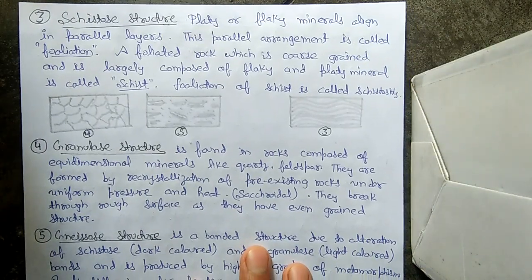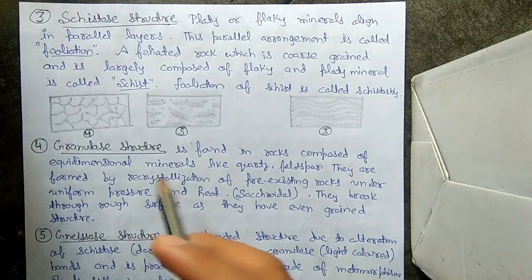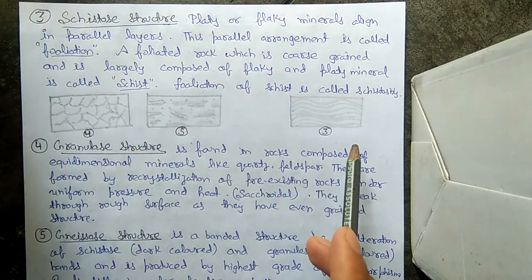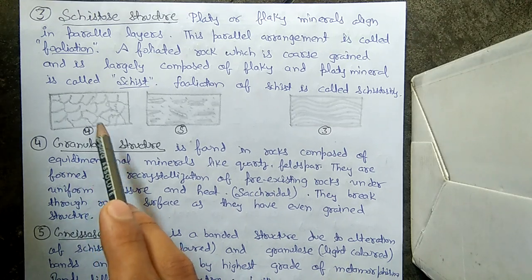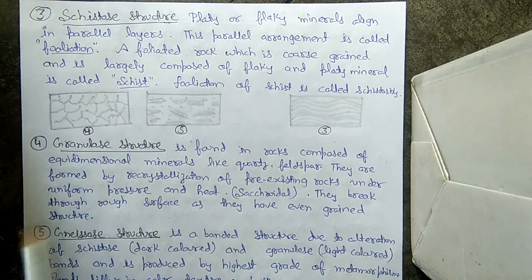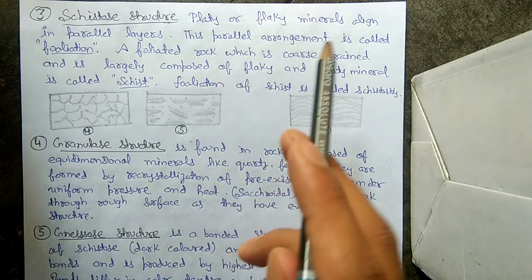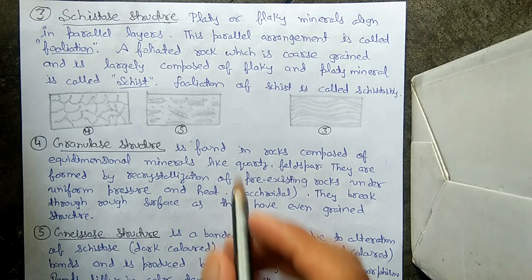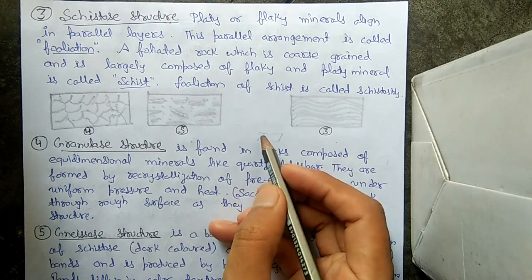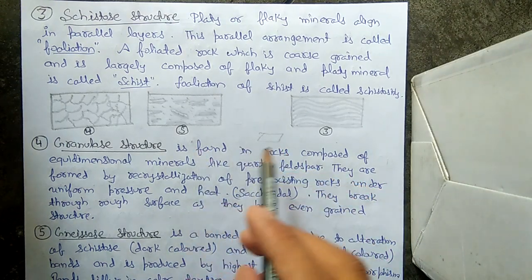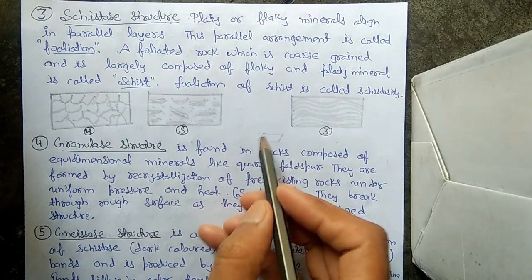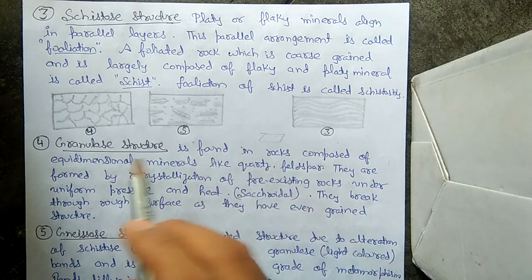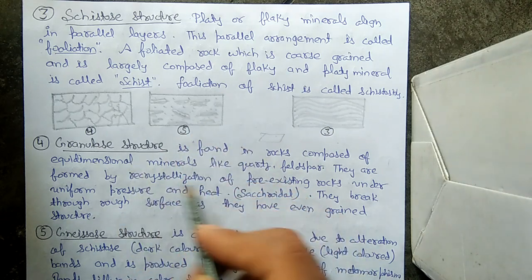Moving ahead to the third structure, which is schistose structure. This is its diagram. Number 3, number 4, and number 5 diagrams. So stay clear. Platy or flaky minerals align in parallel layers. Platy means plate-like minerals, basically like plates. So platy or flaky minerals align in parallel layers, one over the other they lie. This parallel arrangement is called foliation. This arrangement of platy minerals one over the other is called foliation.